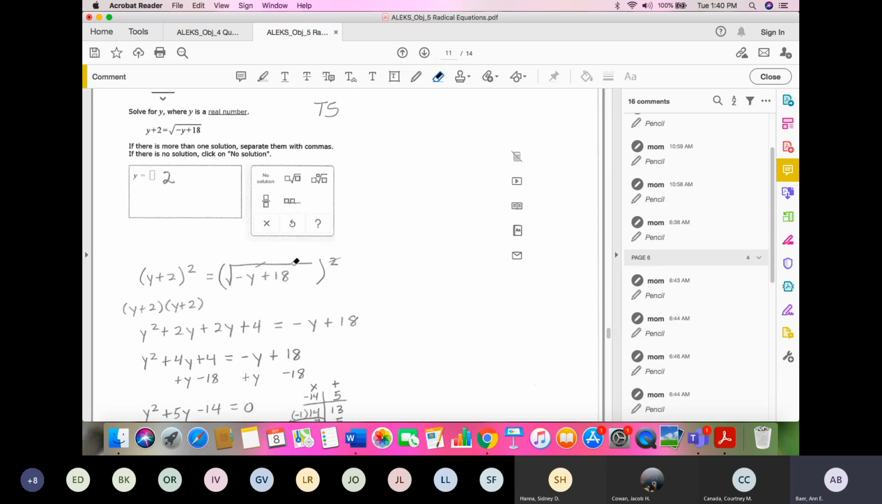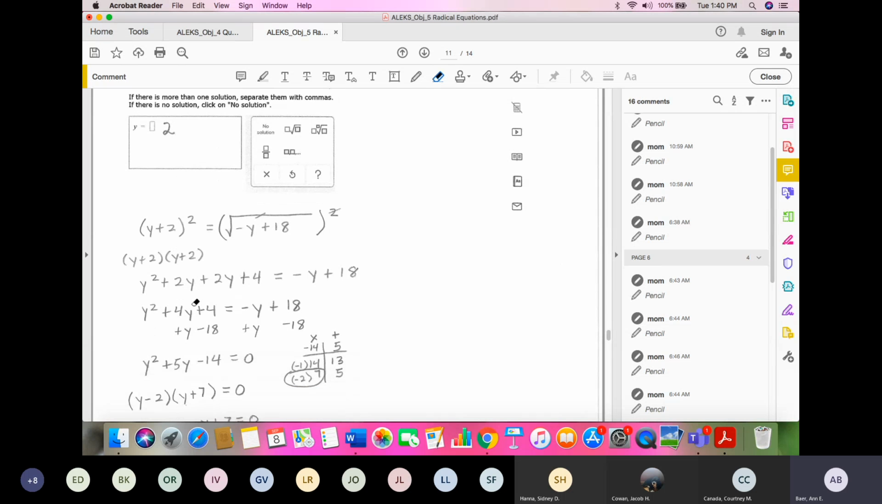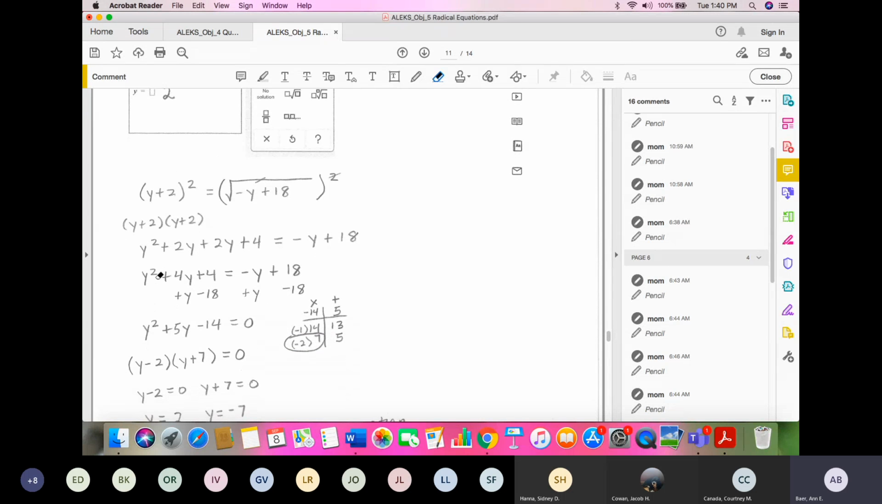Okay, so I know the squaring undoes the square rooting. So I cross the square out, and cross the square root sign out with this little slash here. This is the binomial. This 2 means 2 of these y plus 2 multiplied together, and we FOIL: y squared, check. Outer 2 is y times 2, but you can write it as 2 times y. Inner 2, 2y. Last 2 times 2 is 4. After the square undoes the square root, we get negative y plus 18 on this side.